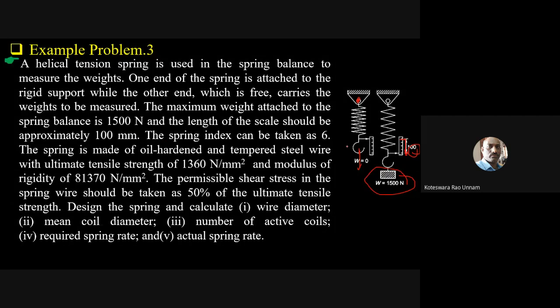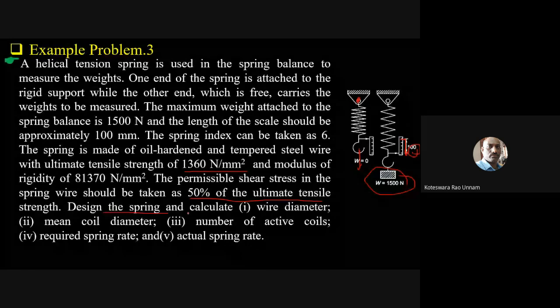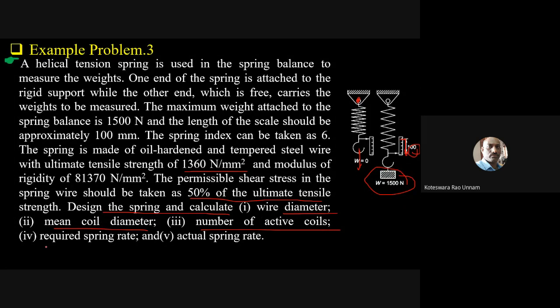The spring index can be taken as 6. The spring is made of oil hardened and tempered steel wire with ultimate tensile strength of 1360 Newton per mm square and the modulus of rigidity of 81370 Newton per mm square. The permissible shear stress in the spring wire should be taken as 50% of the ultimate tensile strength. Design the spring and calculate wire diameter, mean coil diameter, number of active coils, required spring rate and actual spring rate.